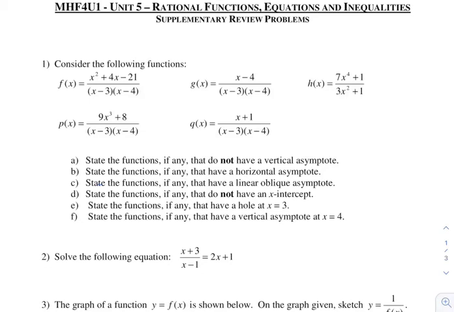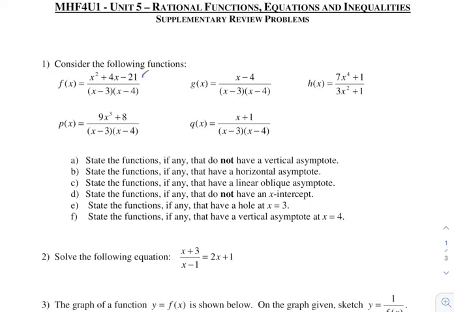Hey guys, we're going to go through problem set 3, and problem set 3 was for the end of chapter 5. What problem set 3 started out with was having us consider these functions. There's 5 of them here. I'm going to refer to them as f, g, h, p, and q. And it wants us to determine some characteristics about these.